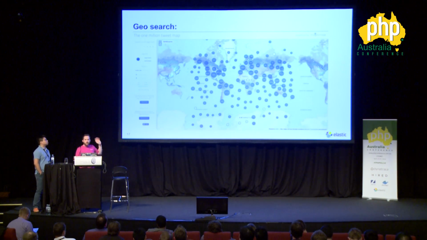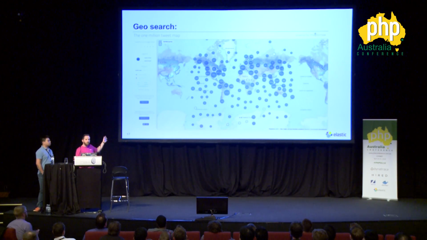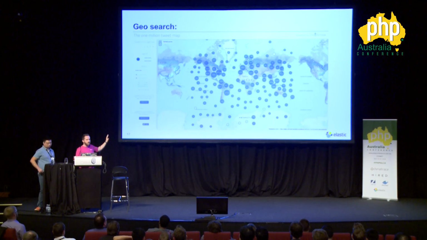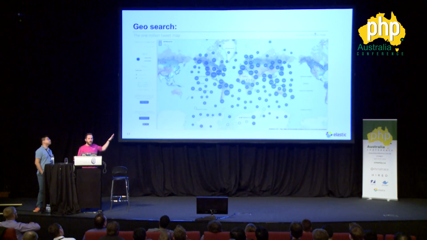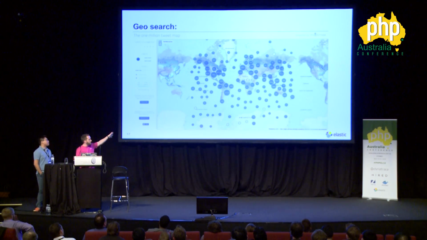Here's another example. Anyone seen this? This is the 1 million tweets picture done by Maptimize. I think they did it before they were called Maptimize. So this is a Geo Search. It's actually showing you the last million tweets in real time, and it's showing you where those tweets were based on their geo information. Again, Maptimize, they're using Elasticsearch to power something like that.